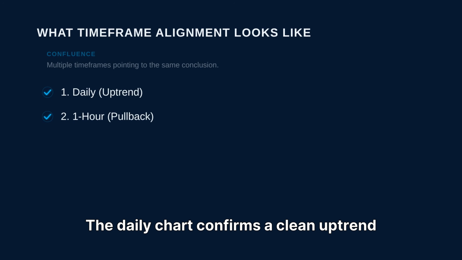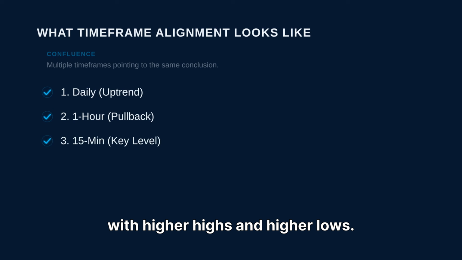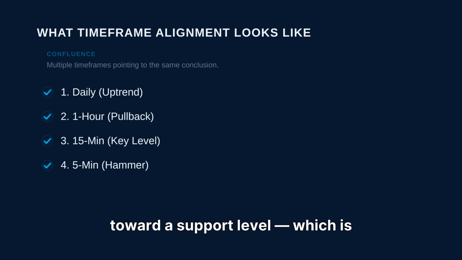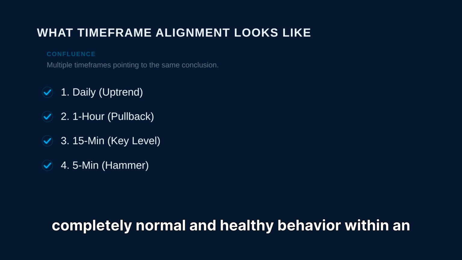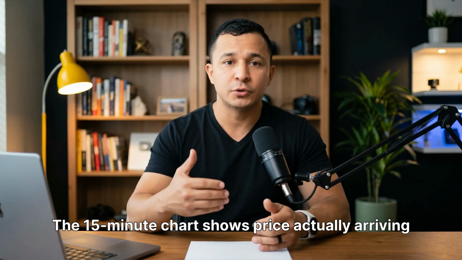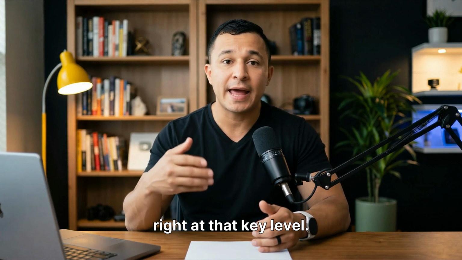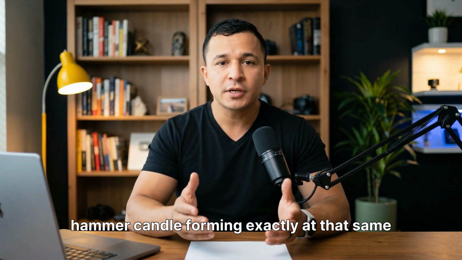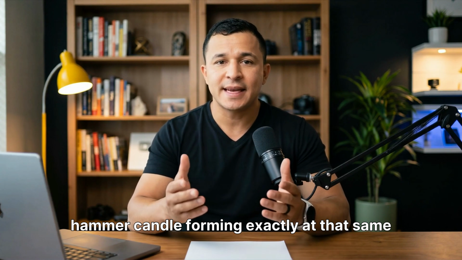The daily chart confirms a clean uptrend with higher highs and higher lows. The 1-hour chart shows price pulling back toward a support level, which is completely normal and healthy behavior within an uptrend. The 15-minute chart shows price actually arriving right at that key level, and the 5-minute chart shows a bullish hammer candle forming exactly at that same level.